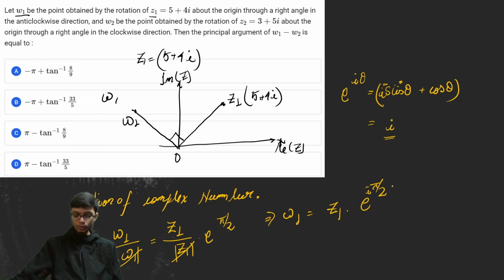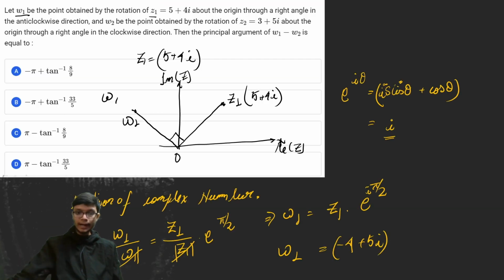So this value will be equal to iota, that is z1 into iota. Z1 is 5 plus 4 iota, and multiplied by iota it is equal to minus 4 plus 5 iota, that is w1. Since you got w1, in a similar fashion you can obtain w2, and w2 is obtained by z2 into e to the power iota pi by 2, but in the clockwise sense.